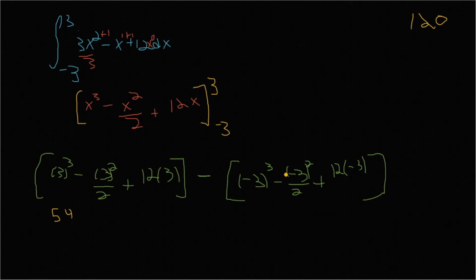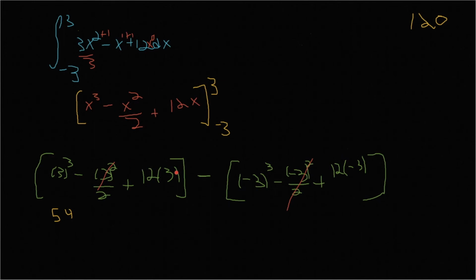Or negative 9 over 2 plus 9 over 2 is just 0, so we don't have to worry about the middle terms. I'll cross it out in red. And then we have 12 times 3 minus negative 12 times 3, or 12 times negative 3.